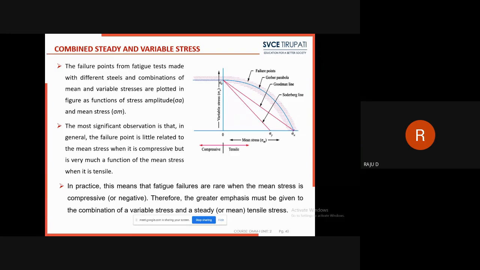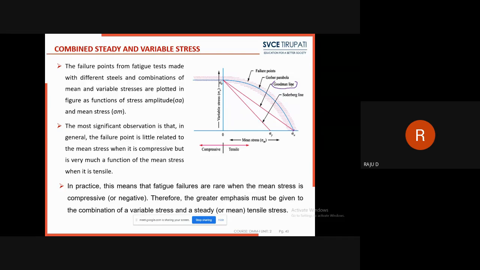Okay, so when you take the Goodman line method, we plot a line from the ultimate stress point to the endurance limit stress. That is, we form a relation between endurance limit stress and ultimate stress point. That theorem is called Goodman's line method. This theorem is mainly applicable for brittle materials like cast iron, steel, brass, aluminum, like that.